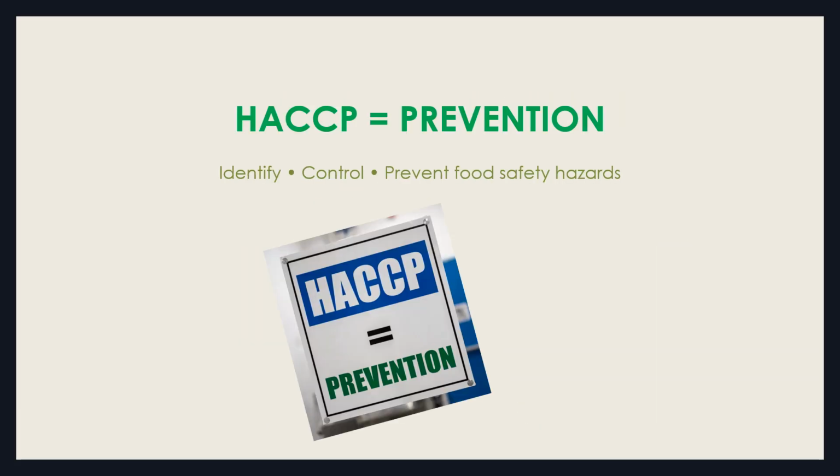HACCP is a preventive food safety system. Instead of relying on finished product testing, HACCP focuses on identifying where hazards could reasonably occur and controlling them before they become a problem. Testing alone cannot guarantee food safety. By the time a test result comes back, the product is often already produced or distributed. HACCP shifts the focus from reaction to prevention.